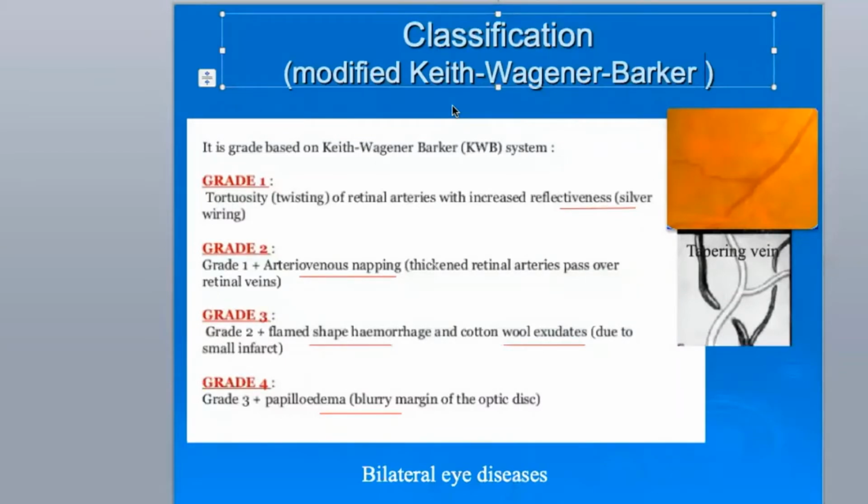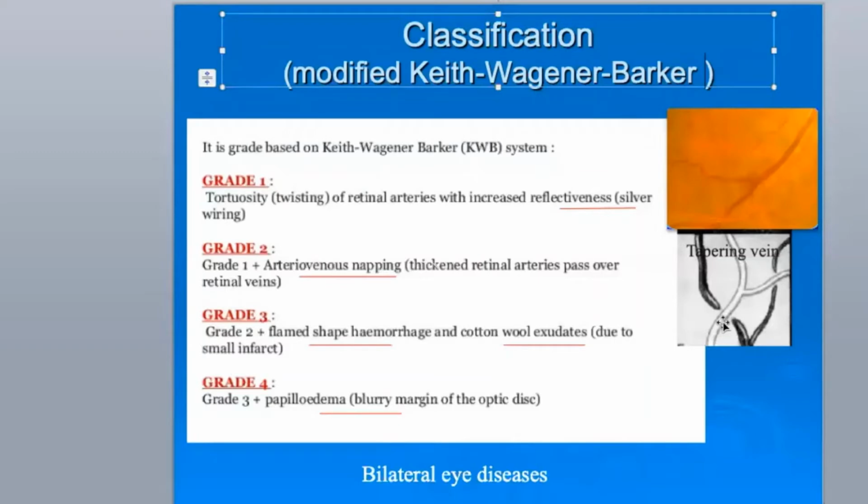So how do you remember the grading? We have grade 1 to grade 4. Remember the keywords. For grade 1, basically what you're going to see is the silver wiring. So the moment you see silver wiring, the patient has grade 1 hypertensive changes. Now, remember the artery goes over the vein. So the arteries become harder. Once the artery becomes harder and much heavier, it compresses on the soft vein.